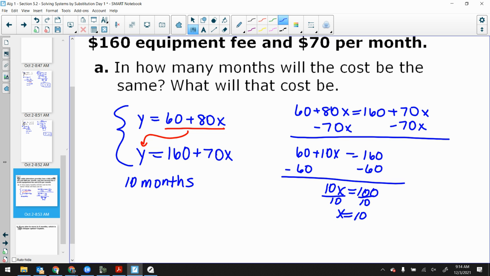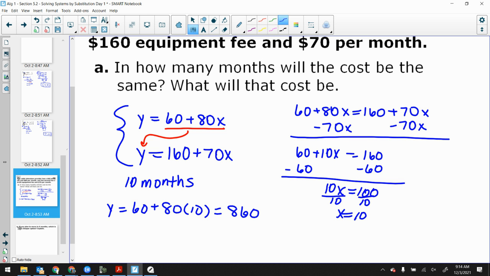Now, it also asks me, what will that cost be? How do I figure that out? Not 60 times 10. It'd be y equals 60 plus 80 times 10. Good. Are we still writing the answer as a coordinate? In this case, because there's context to it, I'm going to write it as a statement. So y is equal to 60 plus 80 times 10, as we expected. That's 800 plus 60, which is 860.